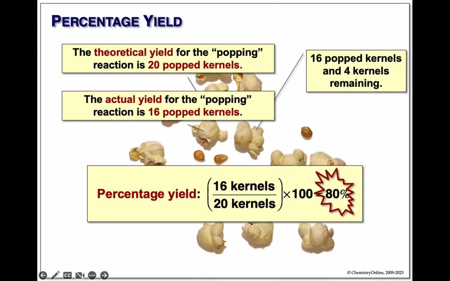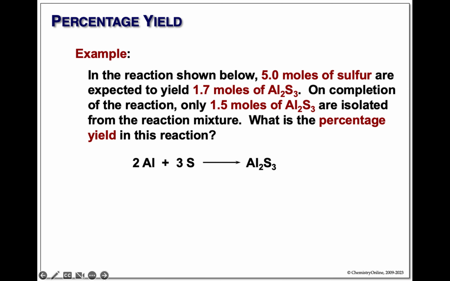Now, of course, we can make this much more difficult if we go away from popcorn and we do chemistry. So let's look at a couple. Here we're taking aluminum and sulfur, we're making aluminum sulfide. 5 moles of sulfur. We do the calculation. Theoretical yield is 1.7 moles. When we're done, we weigh it. We only get 1.5 moles. What's the percent yield?